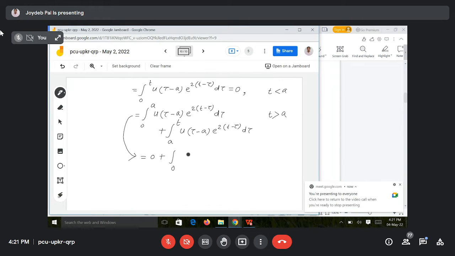Look, if t is less than a, that means that the value of t is something less than a value. Okay, it is less than a value.